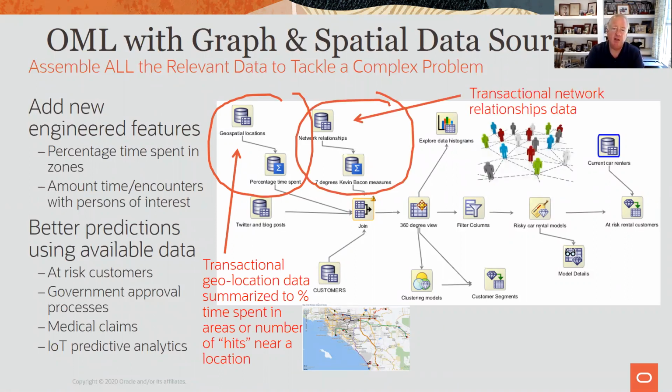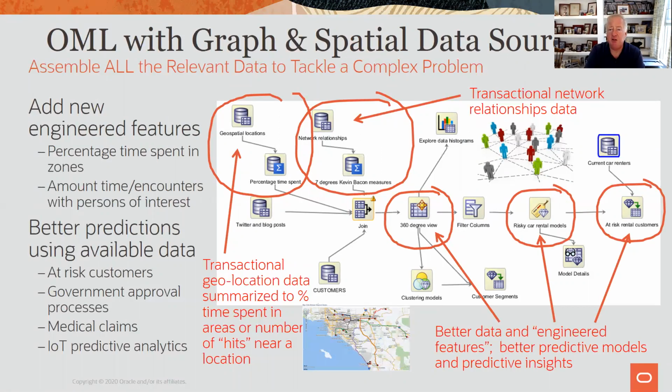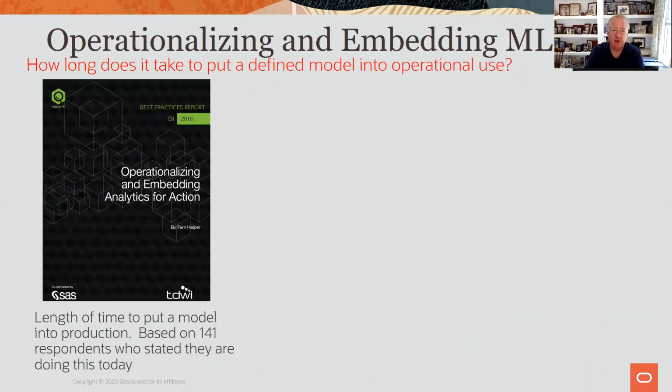If you have this stored as transactional data, I can count up the total number of interactions with, say, people on my bad list. I can then join all that data together, including structured data, unstructured data, transactional data, and graph data, and put it all together and do a real 360-degree view of my customer.